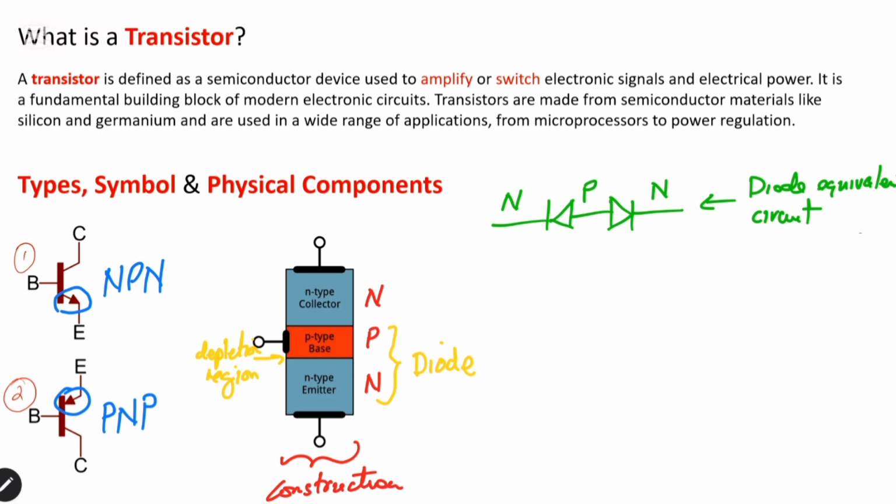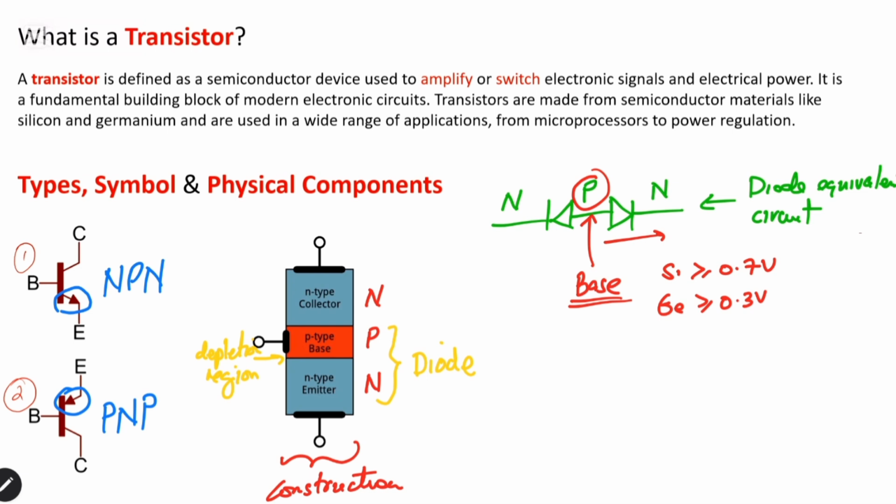How can we enable the base in this diode equivalent circuit? The base is connected in the middle, which is the P region of the semiconductor diode. Firstly, if we apply a good amount of voltage, for silicon greater than or equal to 0.7 volts, or for a germanium transistor 0.3 volts, to the base, that means in this P region, what will happen? It will allow the current to flow in this direction.